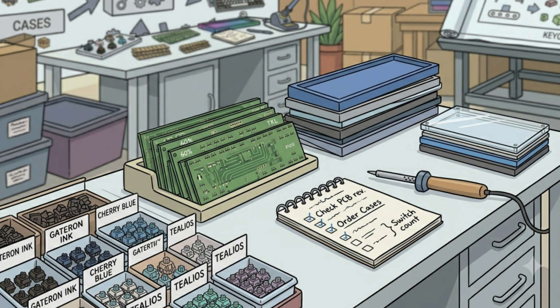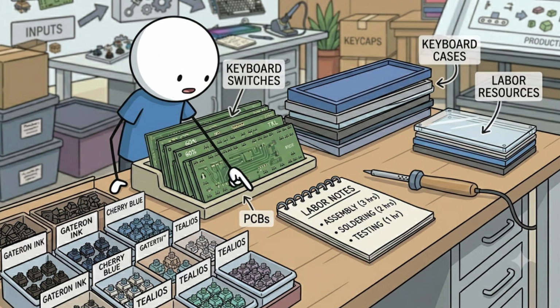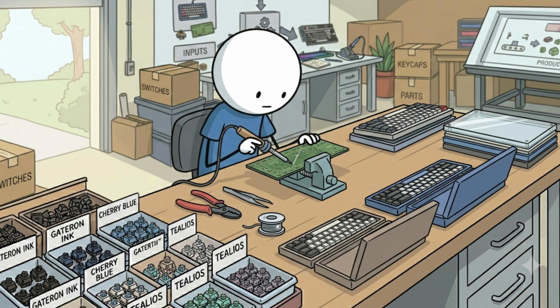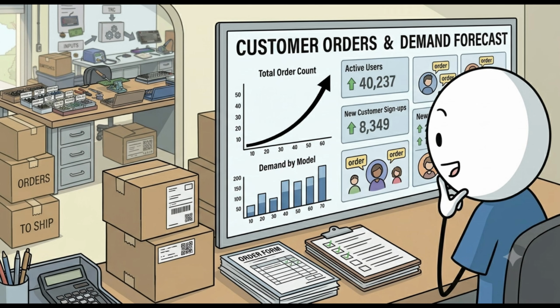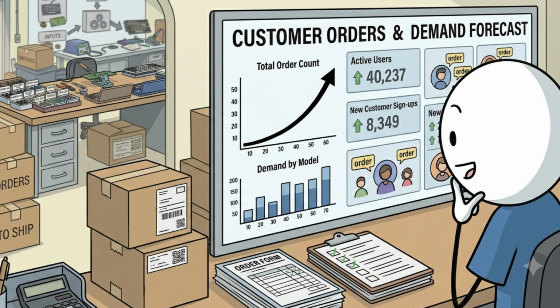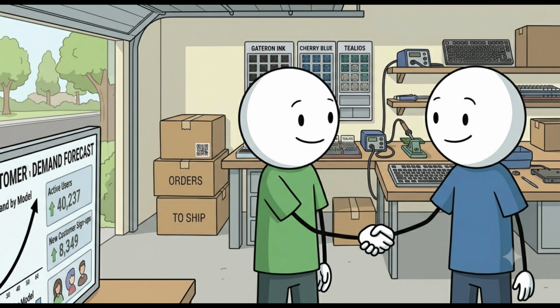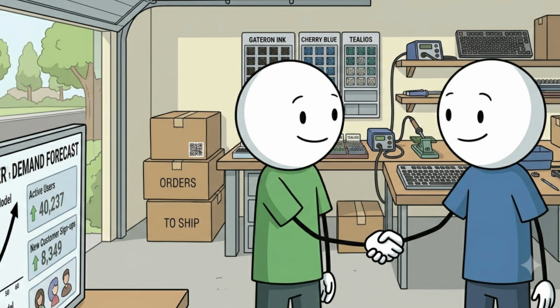According to N. Gregory Mankiw, the production function is the relationship between the quantity of inputs used to make a good and the quantity of output of that good. For John, this is the fundamental blueprint of his workshop. Let's look at John's garage. His primary inputs are the components of the keyboards, switches, PCBs, and cases, and the labor required to put them together. To keep things simple, let's focus on the most flexible input, labor.